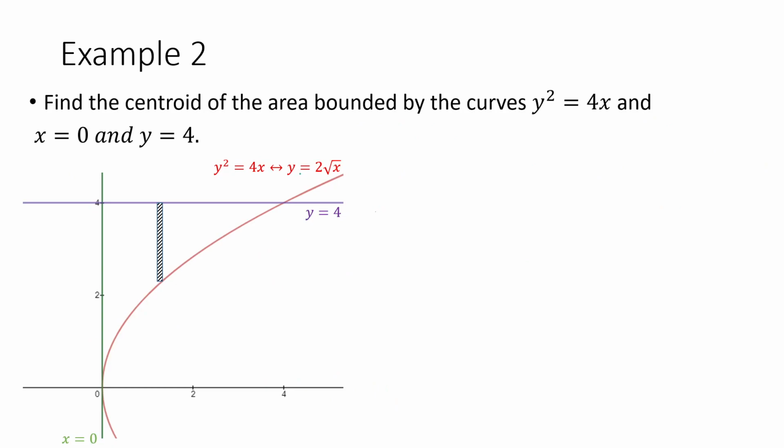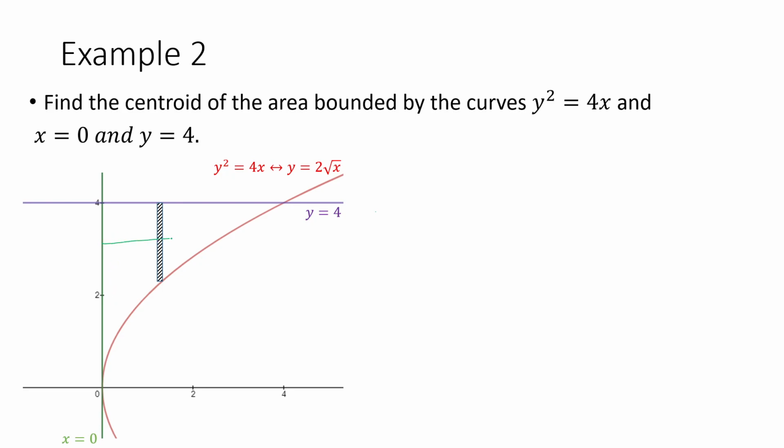Okay, so let's go to this problem. We're going to find the centroid here. Y squared is equal to 4x and bounded by the curve, and then the line x equals 0, or that would be the y-axis, and then y equals 4. Of course here we're just going to use the vertical strip, but you may also use the horizontal strip as well.